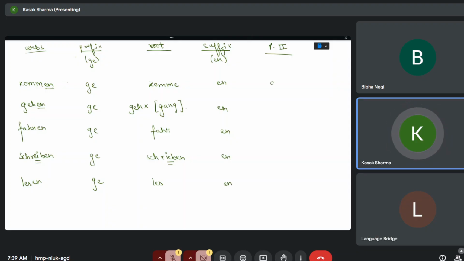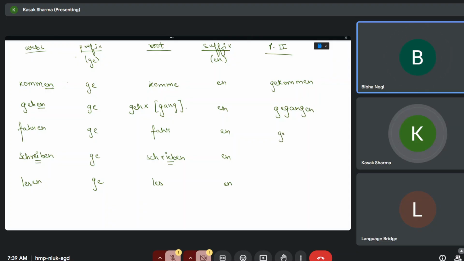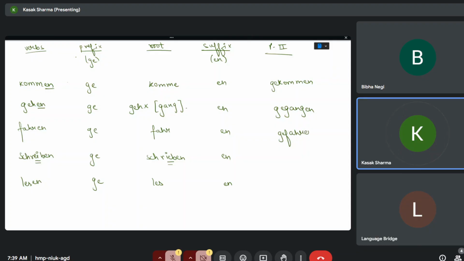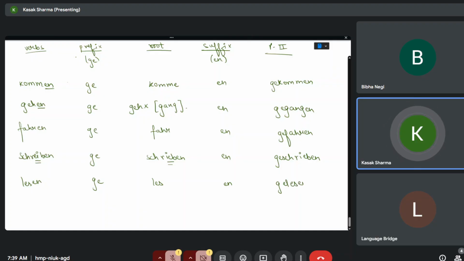For the participle form of kommen, it is gekommen. For gehen, the participle is gegangen. For fahren, it is gefahren. For schreiben, it is geschrieben. And for lesen, it is gelesen.